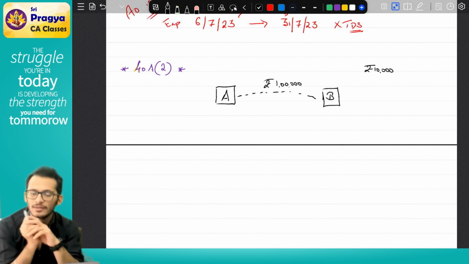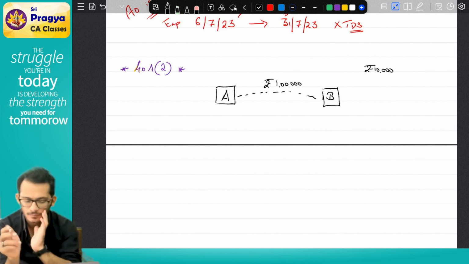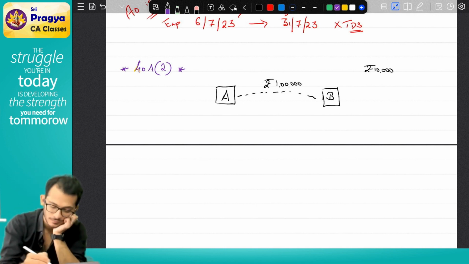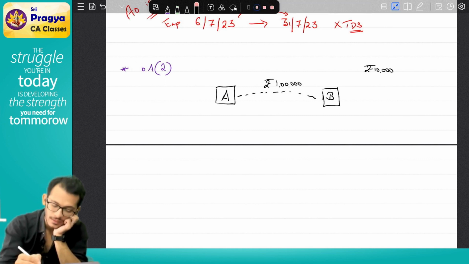Now the assessing officer looked at the transaction and said, you should have bought the asset for 10,000. You only bought it for 1 lakh. Therefore, I will disallow 90,000. Is the assessing officer right?